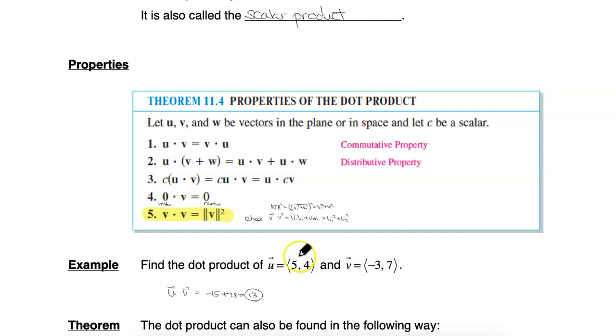So how can we find the dot product of u and v here? Very easy. 5 times negative 3 plus 4 times 8 plus 4 times 7 equals 13, and that's it.